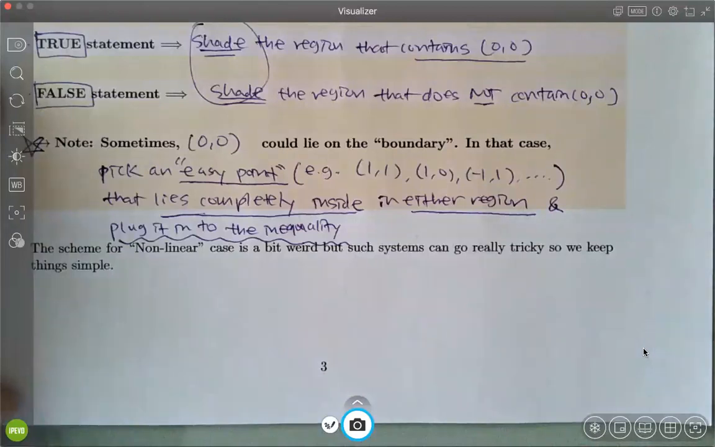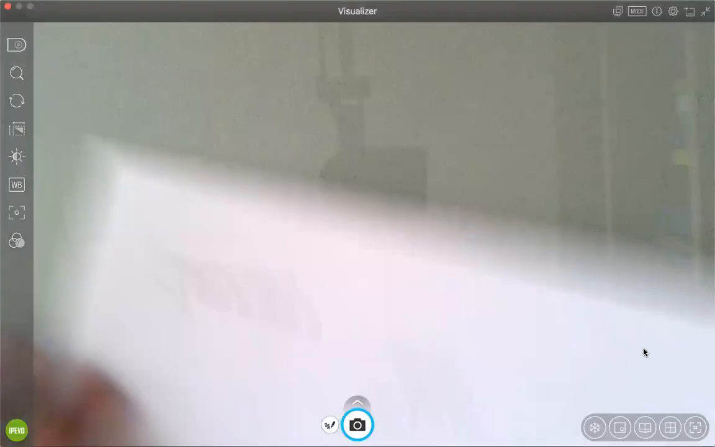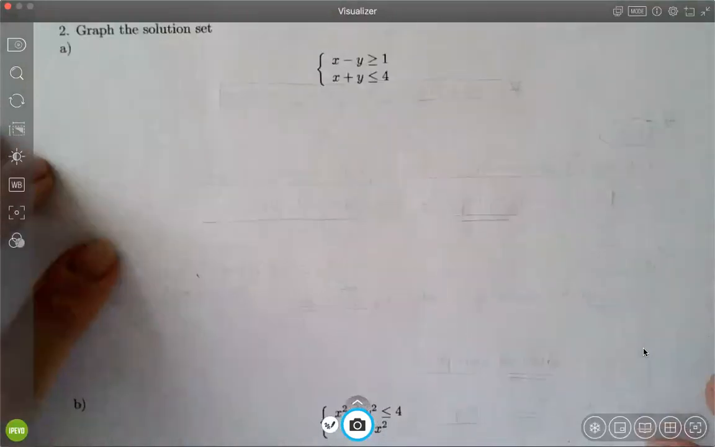But that does not mean we will not see any lines for the nonlinear system, because even for the system to be nonlinear, we may see one equation be linear, right? And as long as the other equation is nonlinear, we are good to go. So that's the scheme to graph systems of inequalities. Okay, so can I go to the next page? Okay. So there are only 3 problems here in these systems of inequalities.